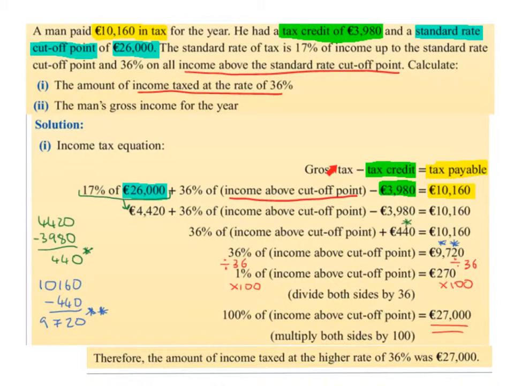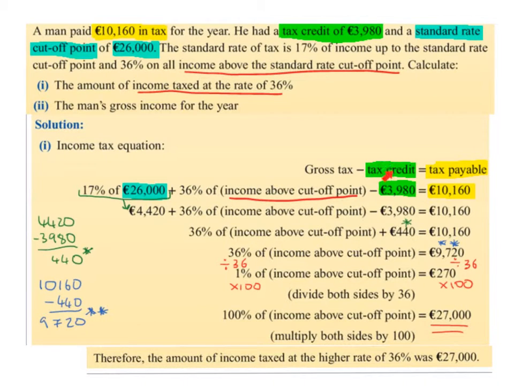So gross tax is the lower rate plus the higher rate. And the higher rate is 36%. So he pays 36% on all income above the standard rate cutoff point. Now we don't know what this is, so I'm just going to leave this as income above cutoff point, because that's actually what we're trying to figure out. So we get 17% of 26,000 and we add it on to the 36% of the income above the cutoff point. And together that makes the gross tax.